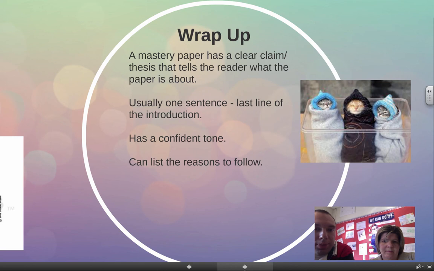Okay, so let's wrap up like these kittens over here. We have a cat themed wrap up video, all wrapped up in their little blankets. A mastery paper has a clear claim, or a thesis, depending on what you want to call it, that tells the reader what the paper is about. It's usually always one sentence, the last line of the introduction. It has a confident tone, and it doesn't have to, but it can list the reasons to follow. Okay, so this is what we want to see you write when you write your introduction.